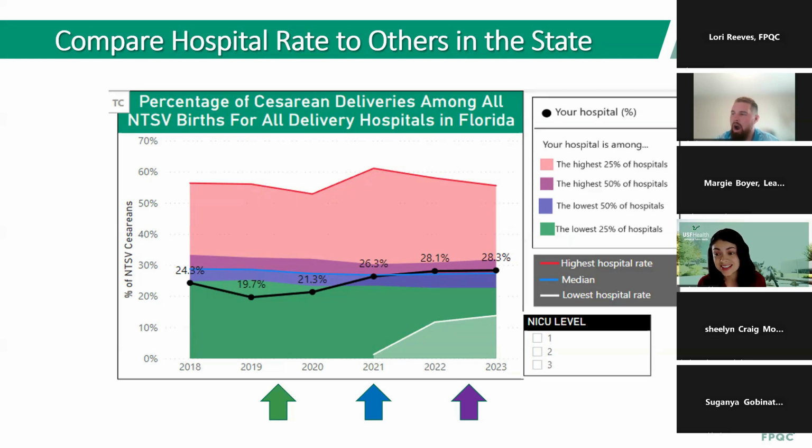Then COVID hit, and a lot of their processes had to be changed because they got so overwhelmed and their capacity was so full that they had to let go of many of the practices that they had established in 2019. Their rate started to go up, right? And you can see how now it's higher than the median for the state.